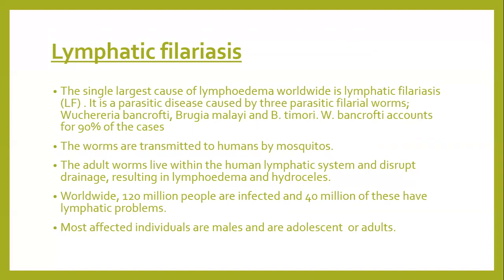Worms are transmitted by the bite of mosquitoes. Adult worms live in the human lymphatic system and disrupt the drainage, resulting in lymphedema and hydrocele. Worldwide, 120 million people are infected, and 40 million of these have lymphatic problems. Most affected individuals are male and are adolescents or adults.